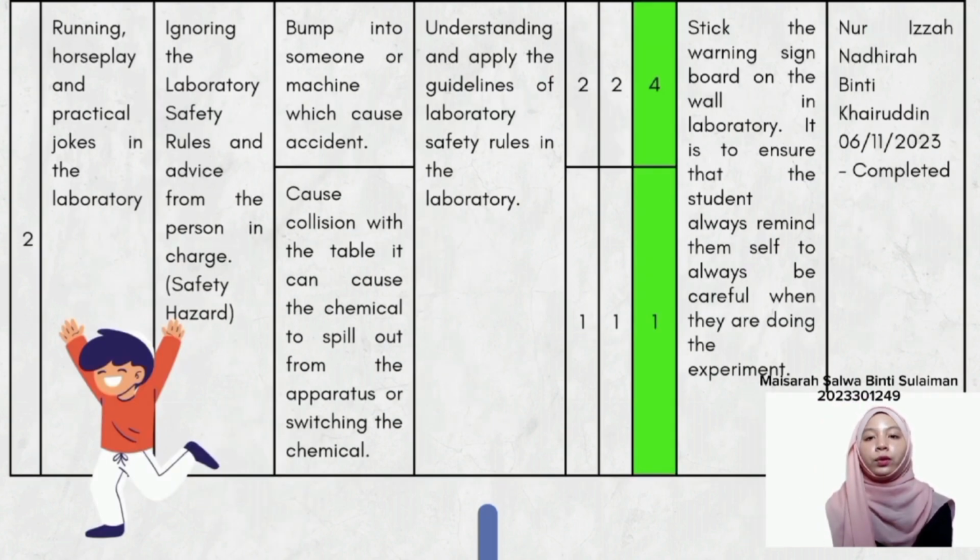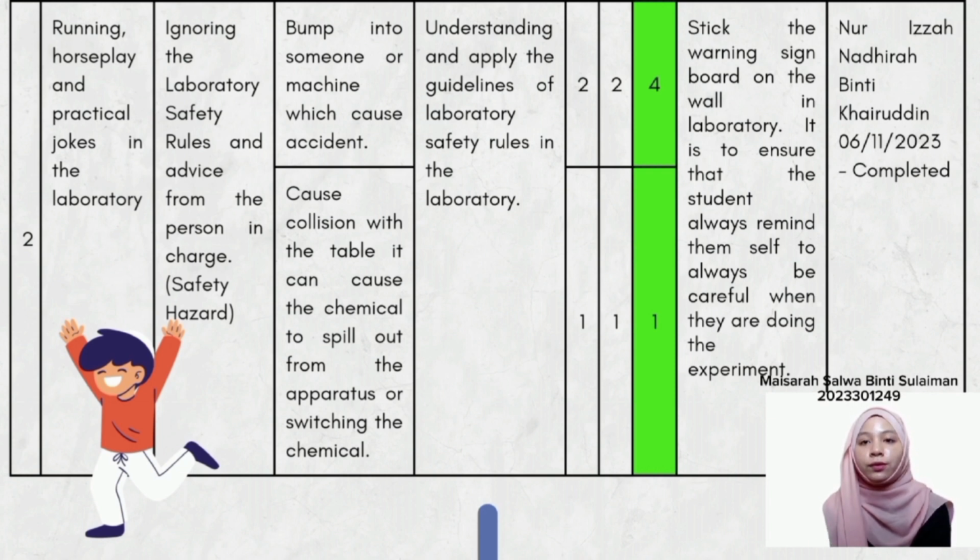For activity 2, which is running, horseplay, and practical jokes in the laboratory, the hazard is ignoring the laboratory safety rules and advice from the lab assistant. There are two effects that may occur from this activity, which are bumping into someone or a machine, which can cause an accident, and the second one is collision with a table that leads to chemical spillage or switching the chemical. The existing risk control for this activity is understanding and applying the guidelines of laboratory safety rules in the lab.